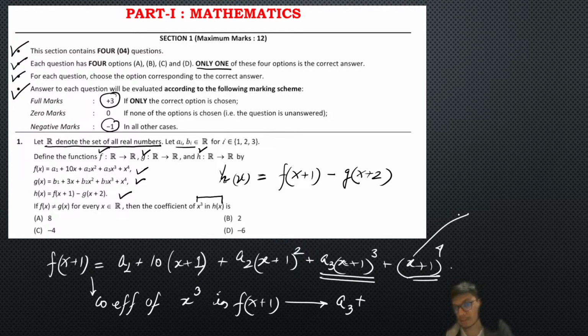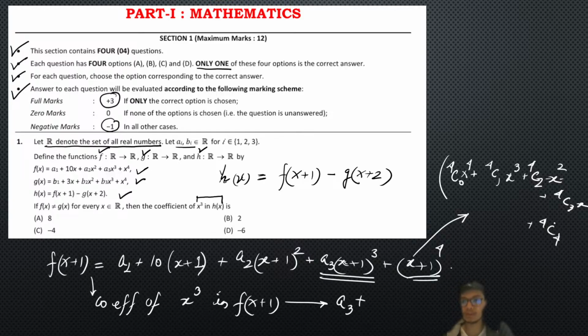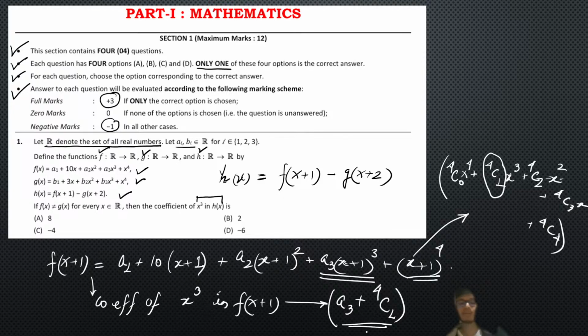So if you just do the binomial expansion of this, it is going to be 4c0 plus 4c0 x to the power 4 plus 4c1 x to the power 3 and so on, right? So I just need the power of 3, so that's why I've written it like that, or you can complete it as well. So this part is going to give you the coefficient of x cube as 4c1, which is going to come out as just 4. So the coefficient of x cube in f of x plus 1 is going to be a3 plus 4c1.